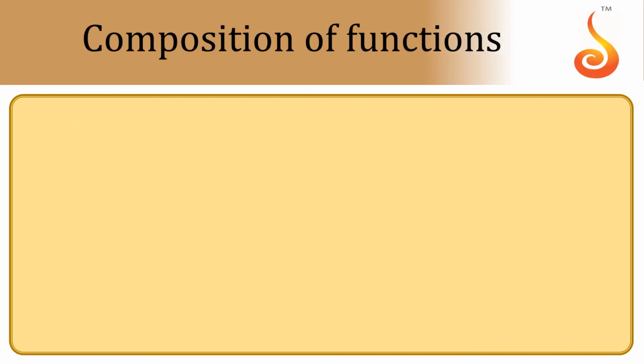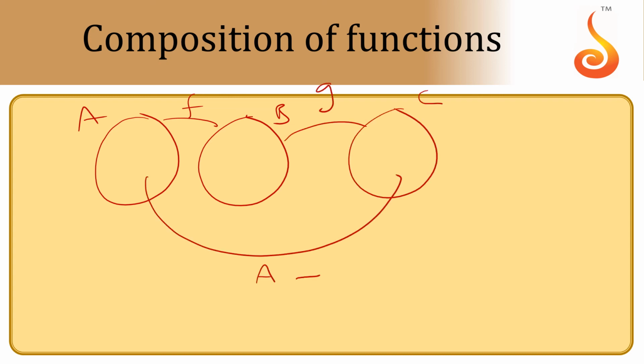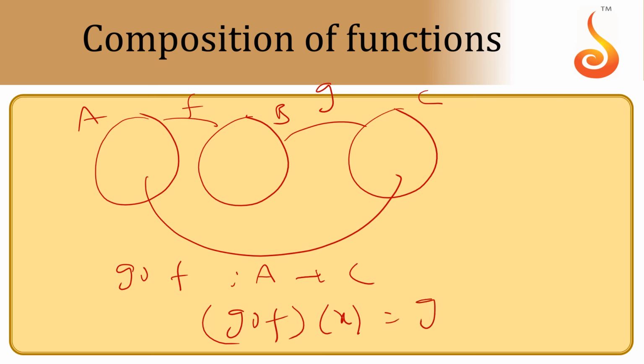Composition of functions. I think you know, when A and B are two sets, f is a function from A to B, g is a function from B to C, then a direct function from A to C, we call it g circle f, and g circle f of x is defined as g of f of x. This is called composition of functions.